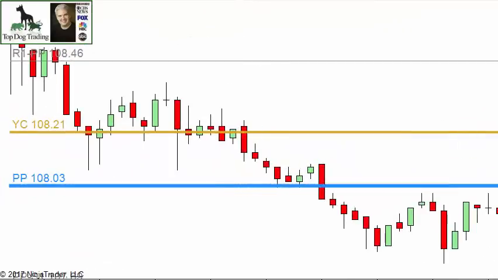So here's another option. Instead of looking for breakouts of yesterday's high and low, look for the breakout of a different range. Here's yesterday's close, and here's your pivot point, or your central pivot, based on the floor trader pivot formula.